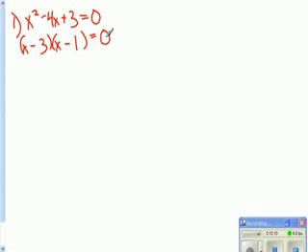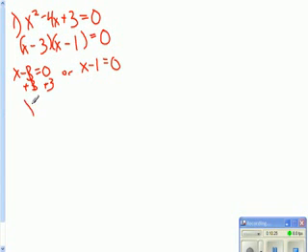Which means this times this equals 0. Well, if that's true, one of these has to be 0, or both of them. So either x minus 3 is 0, or x minus 1 is 0. And then solve your equation by getting x alone.